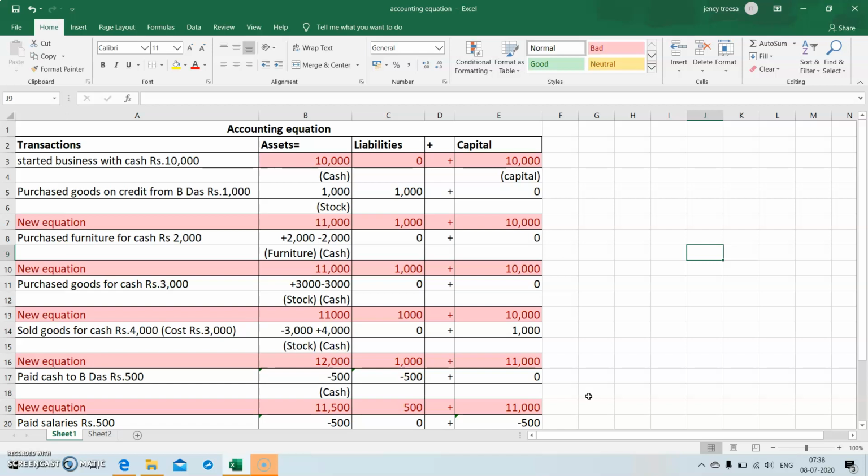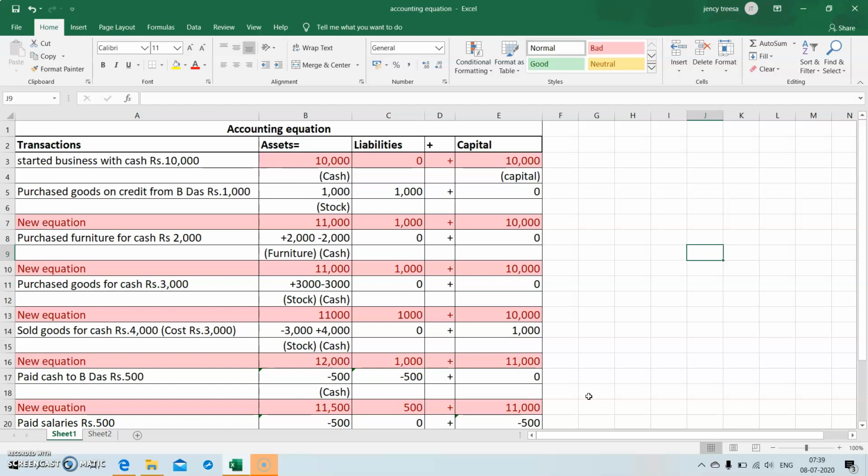So you can put that 10,000 under assets. Cash is increasing, and for external liabilities, no change, so you'll put it as 0, plus capital is 10,000 increase. See, the accounting equation is satisfied. If you take the total of assets and liabilities plus capital, it is the same: 10,000 is equal to 0 plus 10,000. So that is the end result of that.